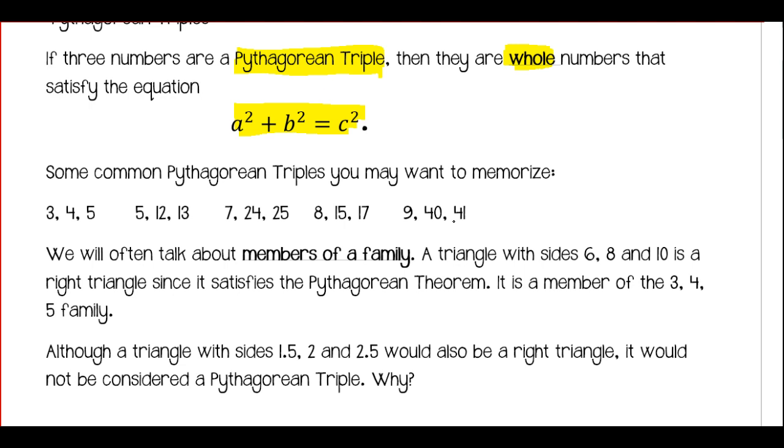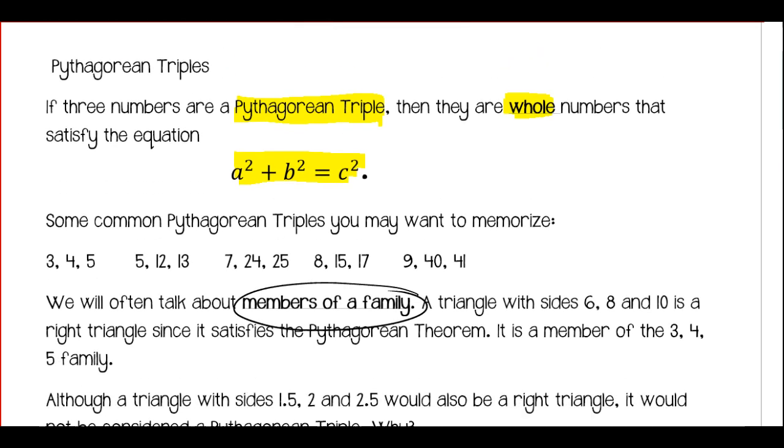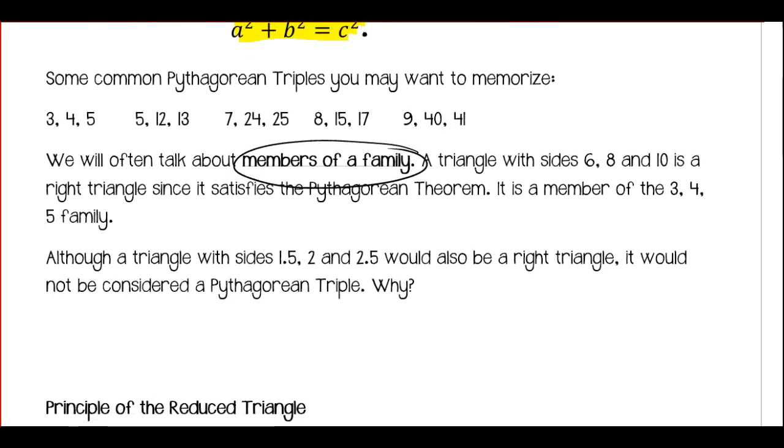So we'll often talk about members of a family. Okay, if we have a triangle that has sides 6, 8, and 10, it's going to be a right triangle because it satisfies the Pythagorean theorem. If I divide all these sides by 2, I would get 3, 4, 5, which is one of our Pythagorean triples. So we would say that 6, 8, 10 is a member of the 3, 4, 5 family. We wouldn't count it as a Pythagorean triple, but we would say that it is a member of the 3, 4, 5 family.